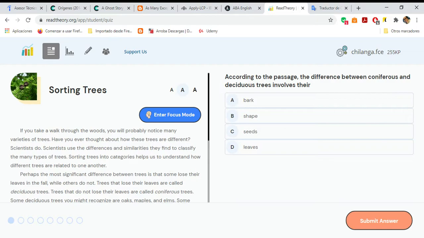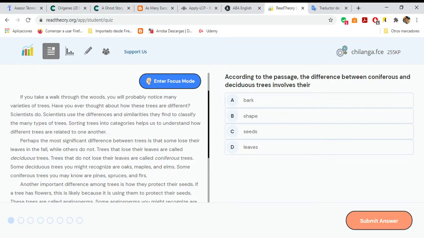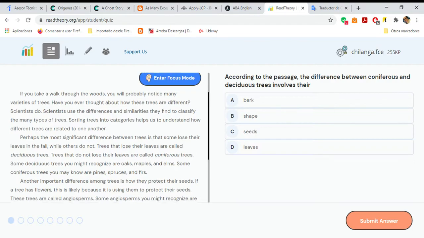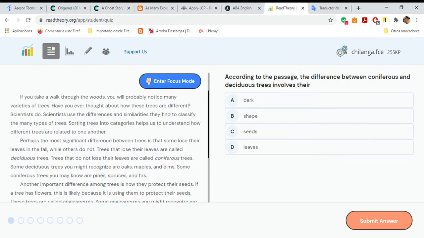Sorting trees. If you take a walk through the woods, you will probably notice many varieties of trees. Have you ever thought about how these trees are different? Scientists do. Scientists use the differences and similarities they find to classify the many types of trees. Sorting trees into categories helps us to understand how different trees are related to one another.